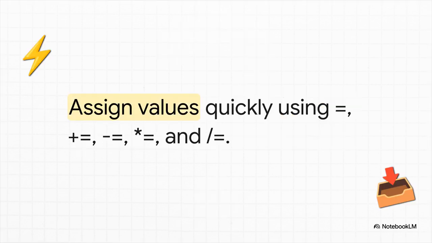Alongside our math tools, we have assignment operators. The basic equal sign just assigns a value, like setting x to 10. But check out these awesome assignment shortcuts. Tools like plus equals let you add and assign at the exact same time. So instead of typing out x equals x plus 5, you just slap down x plus equals 5. Boom. It saves time and just keeps your code looking so much cleaner.